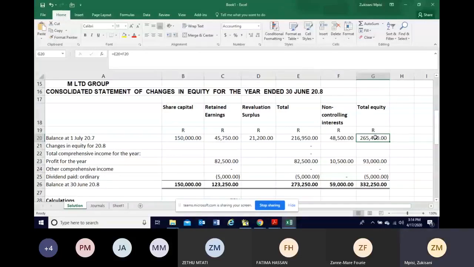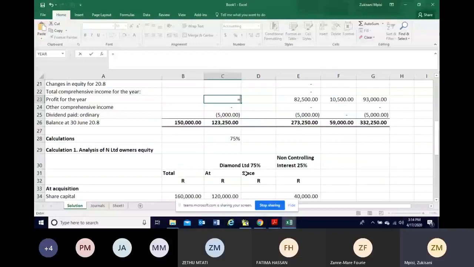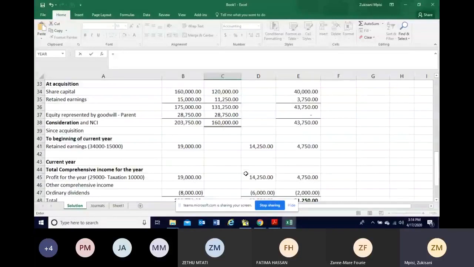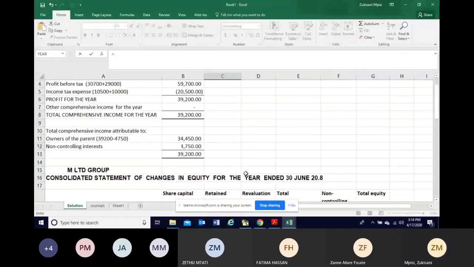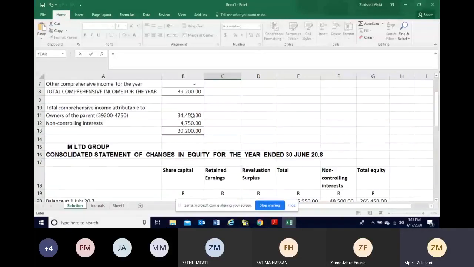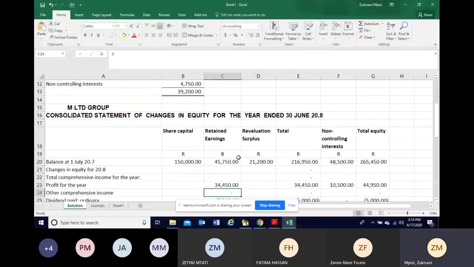Right? And then the next thing that we are looking at is the profit before tax. Profit before tax, which goes only to retained income. I've got to look now at profit before tax. There we have it as 34,450. That is for the parent. And then for the non-controlling interest, it's 4,750.